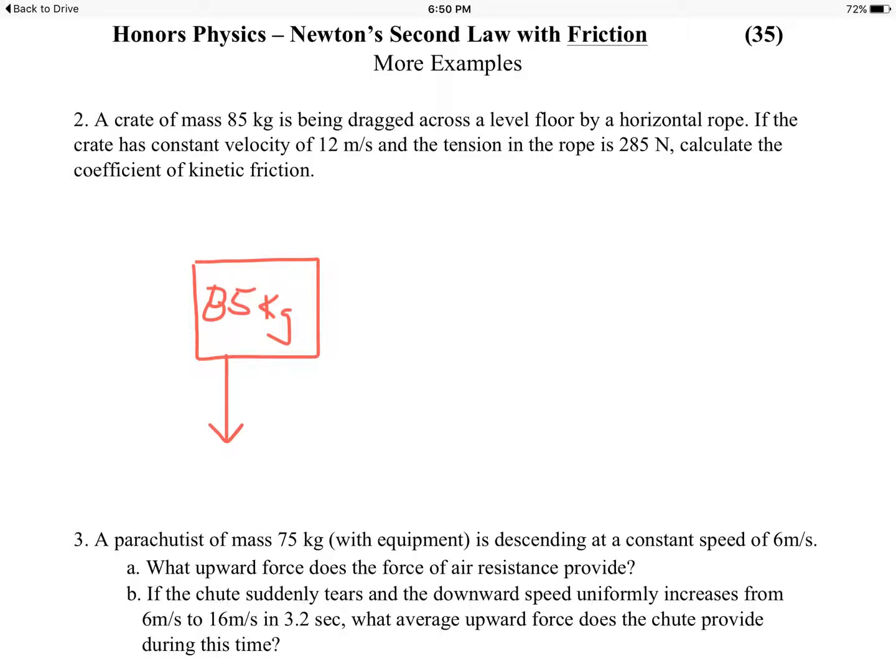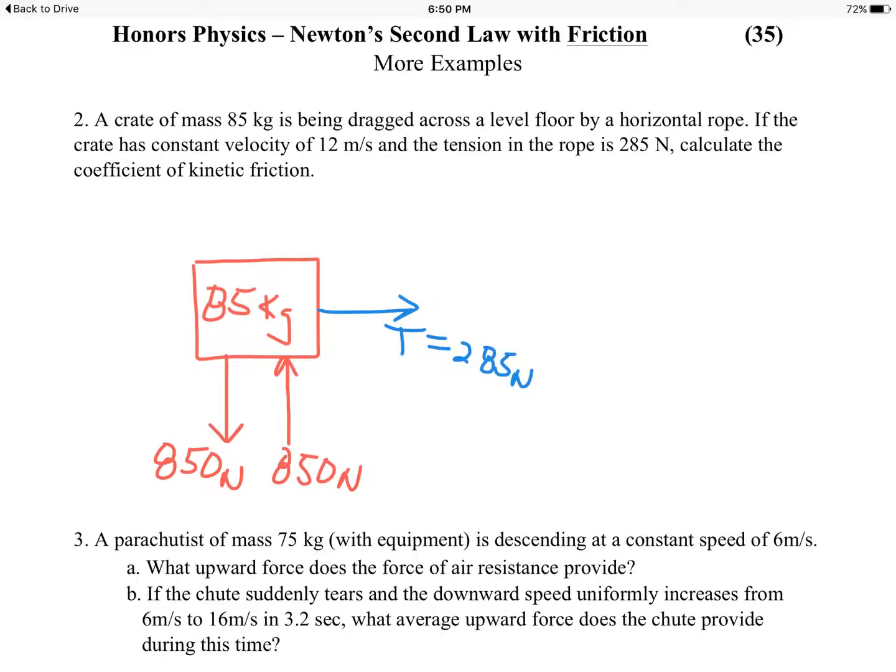We'll take the easy route, 85 times 10. So the force of gravity, the weight, is 850 newtons. And the support force, or in other words the normal force, is also 850 newtons. Now there's a rope pulling to the right which has a certain tension. It tells you the tension here is 285 newtons. Make a note of that.